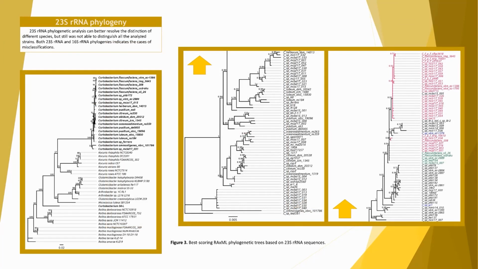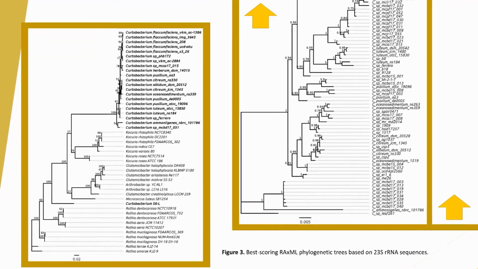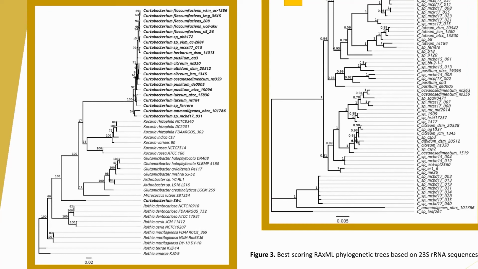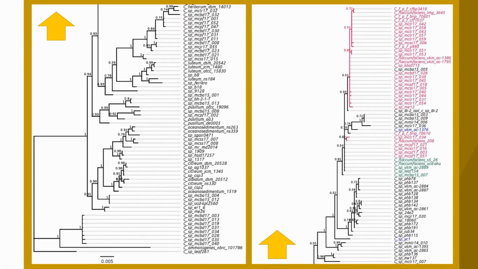23S RNA is longer and, in the case of Curtobacterium, less conservative. The 23S RNA phylogenetic analysis better resolves the distinction of different species. As with 16S RNA phylogeny, the 23S analysis demonstrated cases of misclassification. The 23S RNA phylogenetic trees were not able to place all the analyzed strains in distinct clades, but they grouped the known Curtobacterium flaccumfaciens strains in a single monophyletic group.